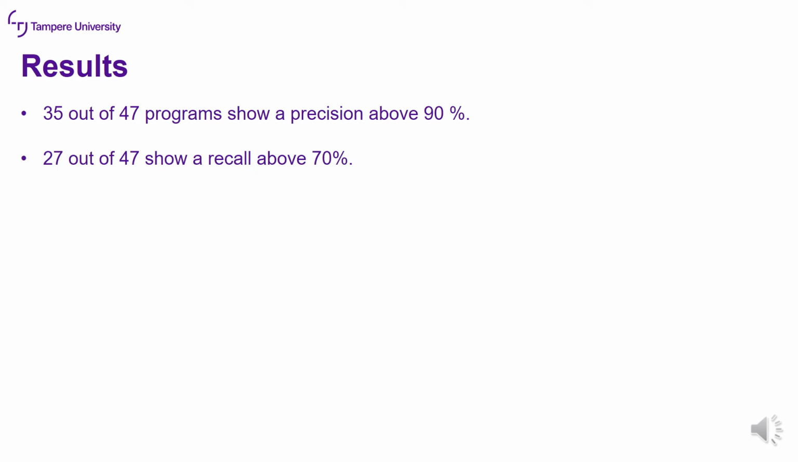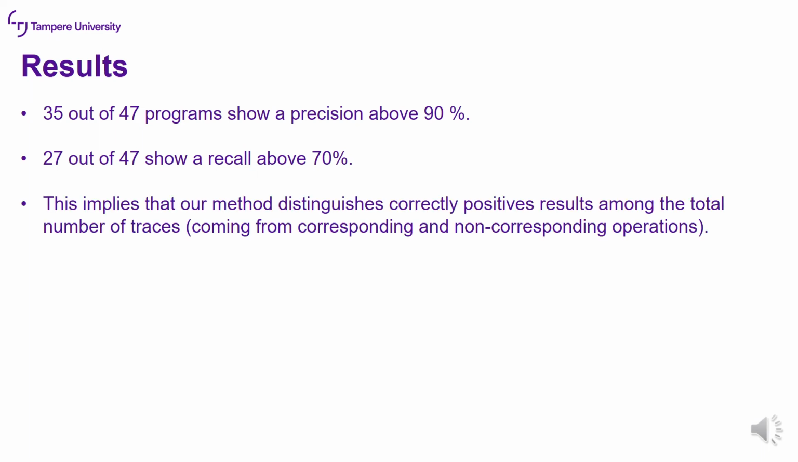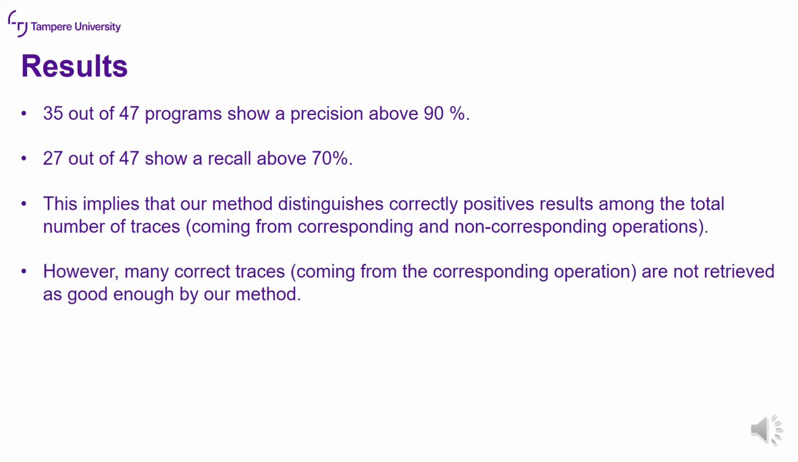The results from those stats are the following. 35 out of 47 programs show a precision above 90%. 27 out of 47 programs show a recall above 70%. This means that our method matches correctly positive results of traces with their template among the total number of traces, coming from corresponding and non-corresponding operations. However, many correct traces are not considered to have a good enough matching with their template.